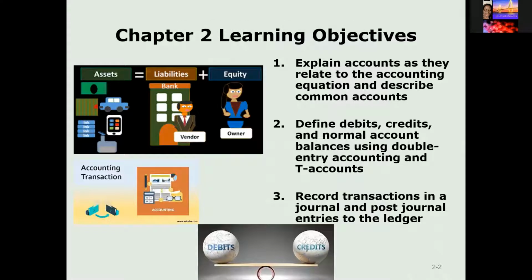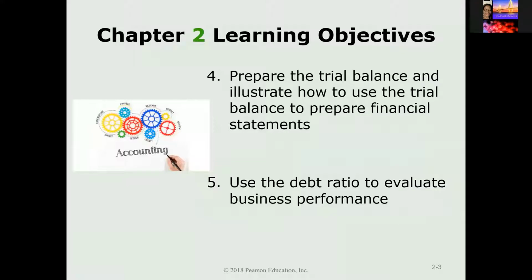2, define what are debits, what are credits, and normal account balances using double entry accounting and T accounts. 3, record transactions in a journal and also post journal entries to the ledger. 4, prepare the trial balance and illustrate how to use the trial balance to prepare financial statements. And finally, 5, use the debt ratio to evaluate business performance.